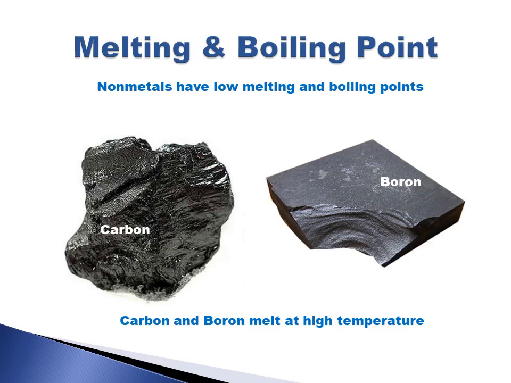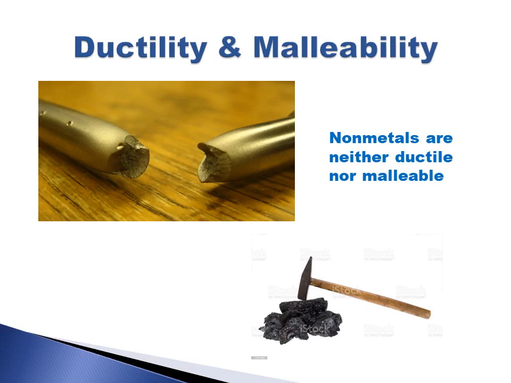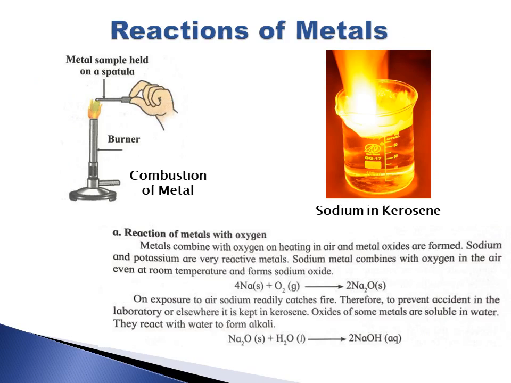Non-metals have low melting and boiling points. But there is an exception. The solid non-metals carbon and boron melt at high temperature. Non-metals are bad conductors of electricity and heat. Graphite, an allotrope of carbon, is an exception as it is a good conductor of electricity. Non-metals are neither ductile nor malleable, that is, you can't even draw them into wires or beat them into sheets.